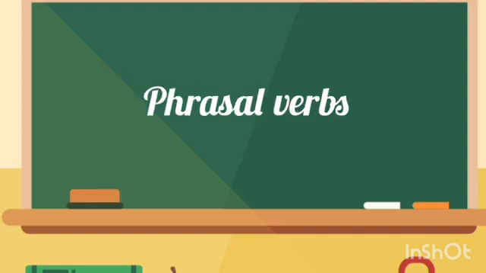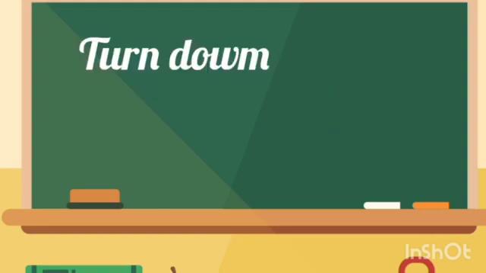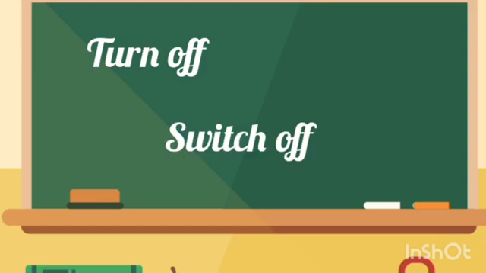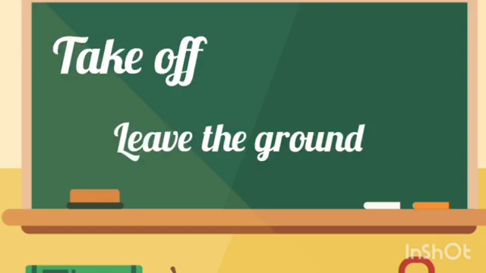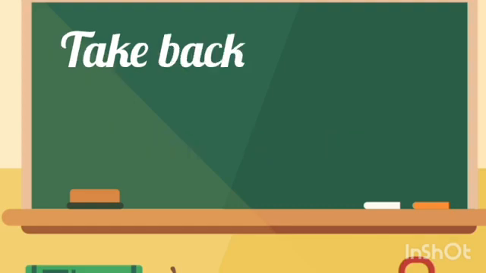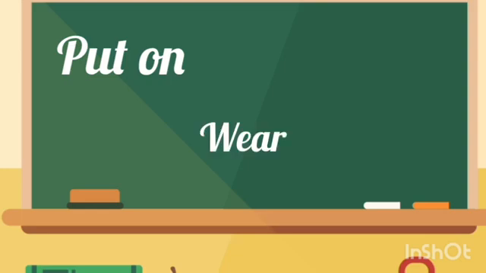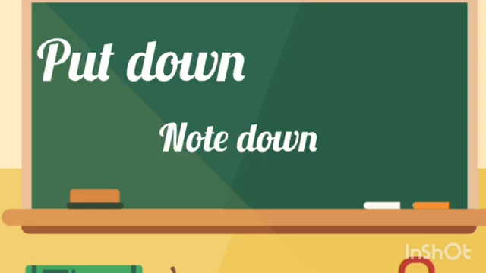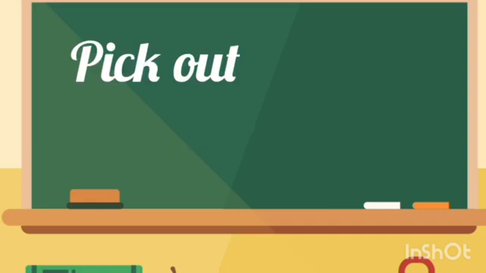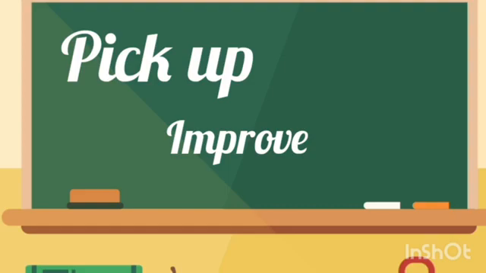Let me tell you more examples regarding phrasal verbs, and how they will be asking the questions also. See many phrasal verbs with their meaning. Turn down means reject. Turn off means switch off. Take off means leave the ground. Take back means withdraw. Put on means wear. Put down, note down. Pick out means select. Pick up means improve.